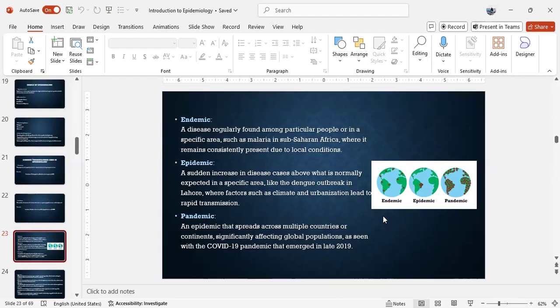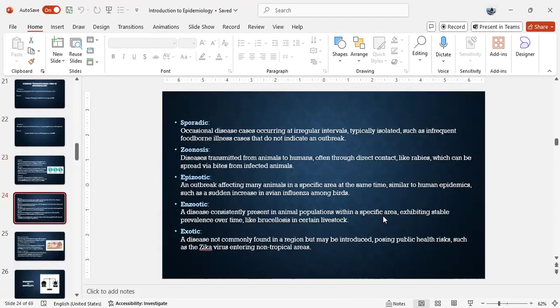Pandemic is an epidemic that spreads across multiple countries or continents, significantly affecting global populations, as seen with the COVID-19 pandemic that emerged in late 2019. Sporadic is the occasional disease occurrence at irregular intervals, typically isolated, such as infrequent foodborne illness that does not indicate an outbreak. Zoonosis is the diseases transmitted from animals to humans, often through direct contact, like rabies, which can be spread via bite from infected animals.